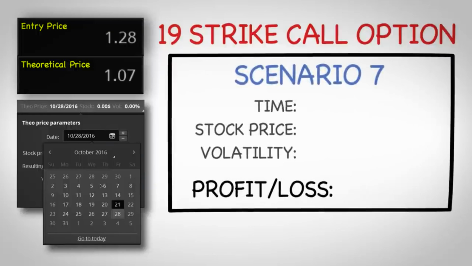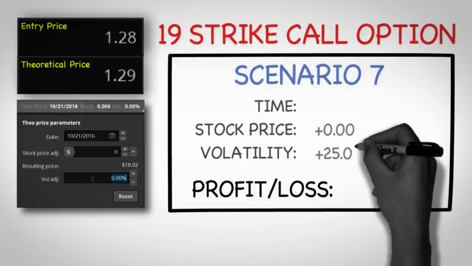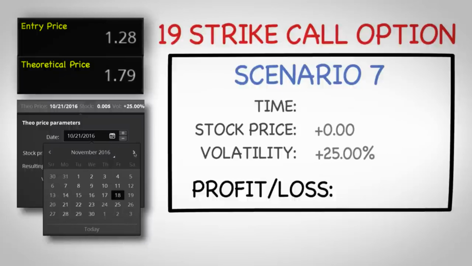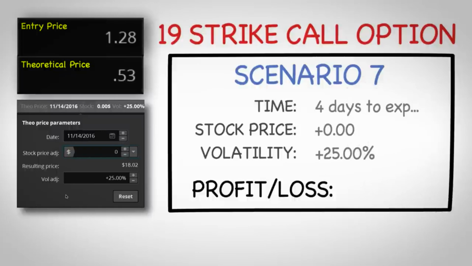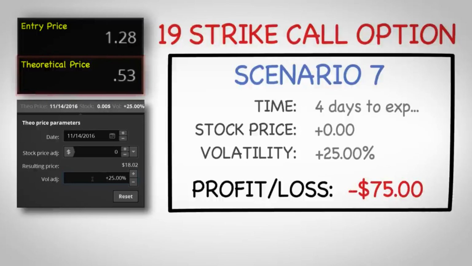Okay, just one more scenario. This time, let's say the stock doesn't move, implied volatility goes up by a full 25%, but a little over 3 weeks has gone by and there are now only 4 days left until expiration. You can see that the price of this option is now 53 cents, resulting in a loss of $75. So the stock didn't move at all. Volatility went up huge, which is exactly what we would want to happen, but time decay more than canceled out the huge spike in implied volatility, which caused us to lose money on this trade.